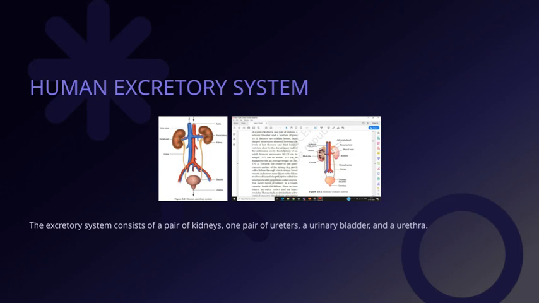Now, let's take a closer look at the excretory system. It consists of a few key components that work together to remove waste from our bodies. First, we have a pair of kidneys, which are vital because they filter blood and produce urine. Then, there are the ureters, one for each kidney, that carry the urine down to the next part of the system. This next part is the urinary bladder, a storage tank that holds urine until we're ready to eliminate it. Finally, there's the urethra, which is the passage through which urine exits the body.